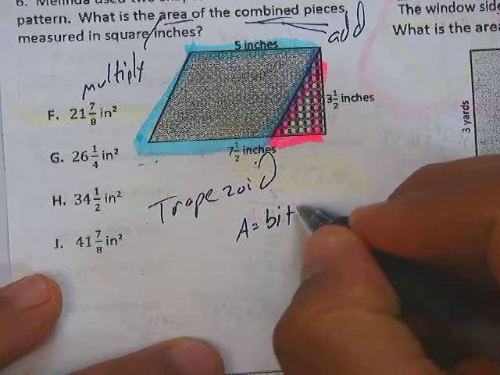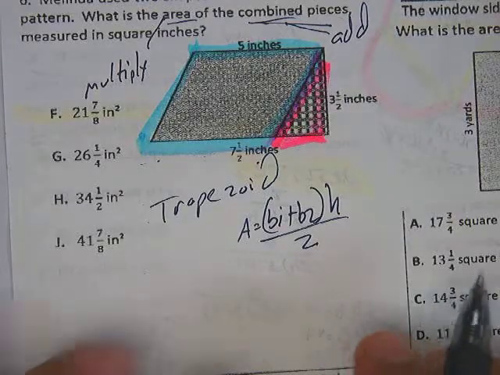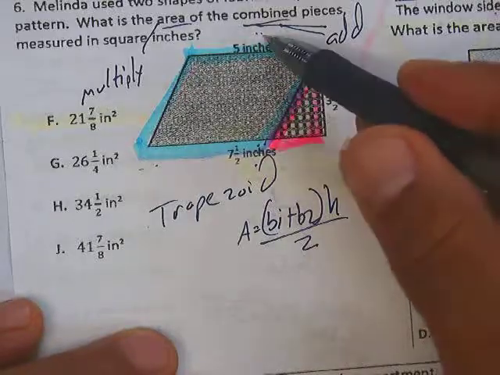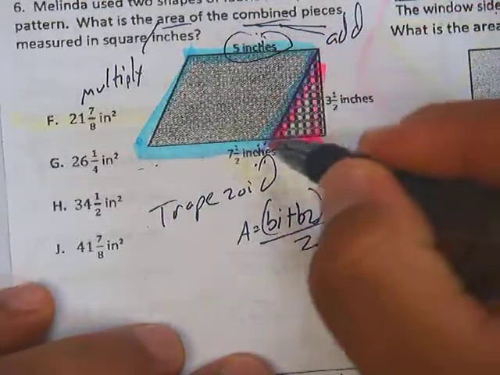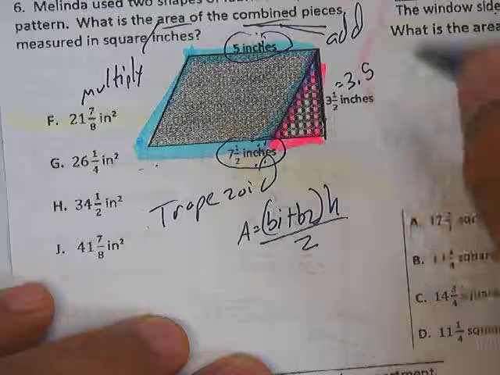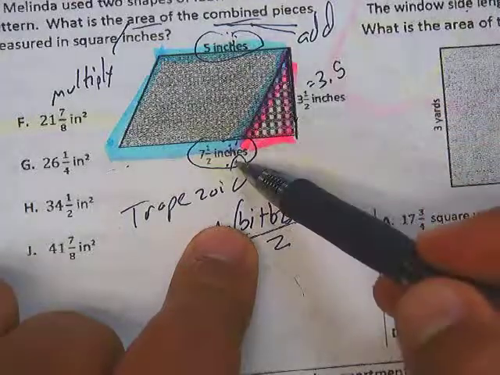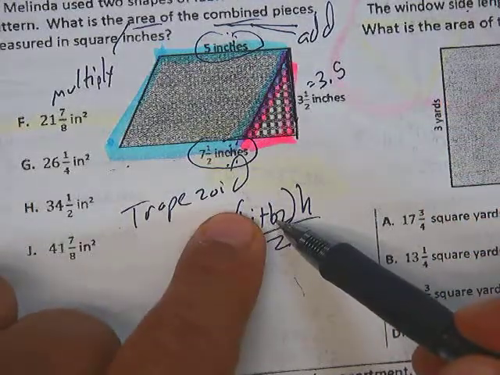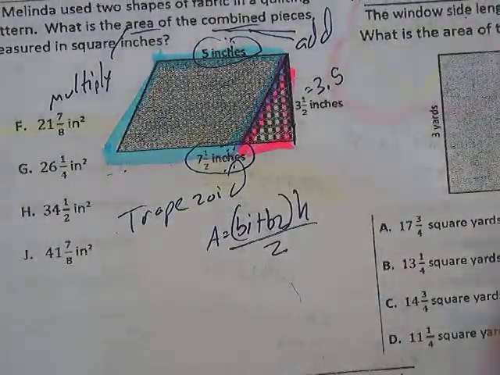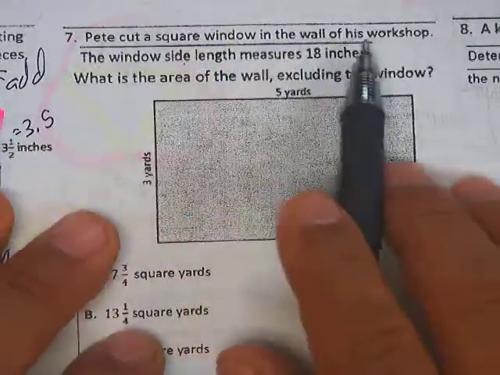And so then all we need is to find the bases and the height. The equation is base 1 plus base 2 times the height divided by 2. So what are the bases? The bases are the ones across from each other. This is the base, this is the other base, and this is your height, which will be 3.5. So put base 1 and base 2 in the parentheses, get the sum, multiply by 3.5, your height, and then divide by 2. And you get your answer.